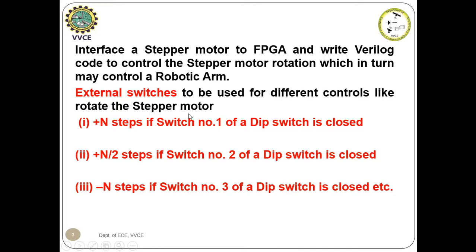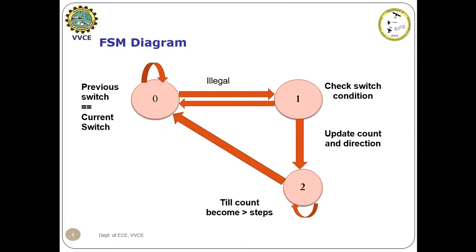Based on the switch configuration, if it matches the first condition, I have to move the stepper motor plus n steps if switch number 1 of a DIP switch is closed. It means that the configuration should be 1, 0, 0. I have to utilize 3 switches. If switch number 2 is pressed, the configuration is 0, 1, 0. The stepper motor should rotate 50% of the first condition. Similarly, if the switch condition is 0, 0, 1, the motor should rotate minus n steps, that is, in the anti-clockwise direction. Let's see how we can do this with the help of a finite state machine diagram.